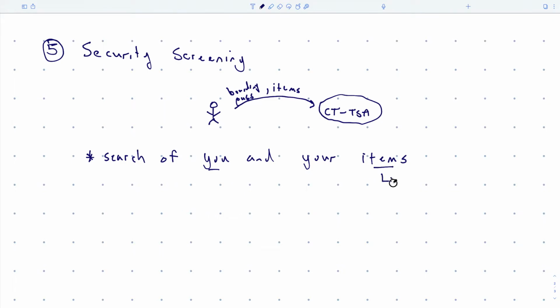Okay, so your items go through an X-ray machine. And if they see something in a bag, then they might want you to open your bag up. So they might want to search your bag. I've had my bag searched lots of times. Sometimes it's like, oh, you have a book. I remember one time they said, oh, you have a textbook in your bag.